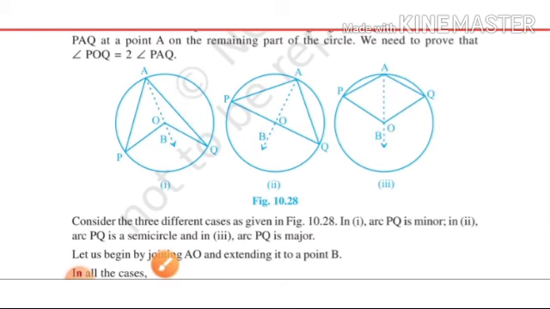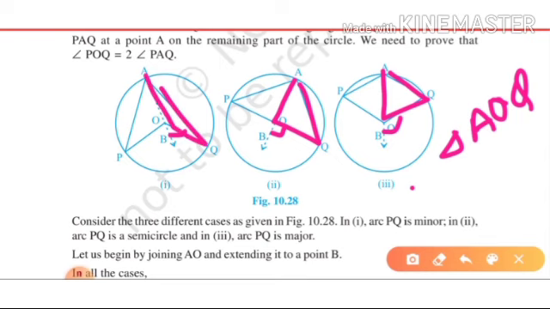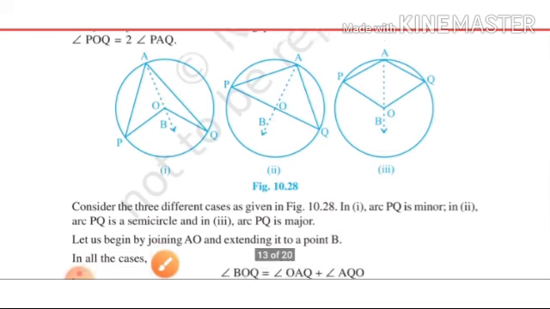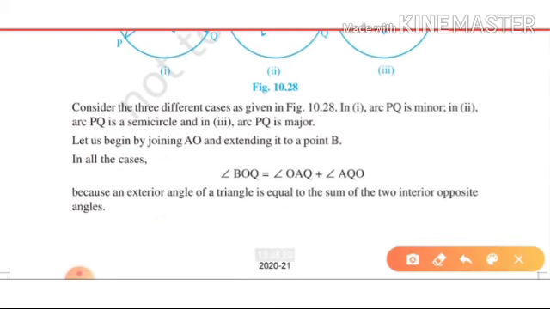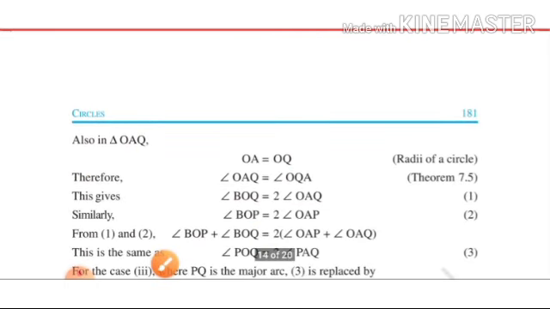Okay, if I remove this one, you see, for all these triangles, this is the exterior angle, and the triangle we have taken is AOQ. For this triangle AOQ, BOQ is the exterior angle, and now we know that an exterior angle is equal to the sum of the two interior opposite angles.